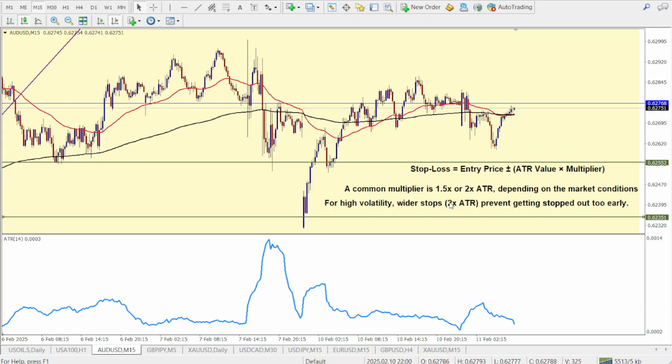Then if ATR was 5 pips, your stop loss would be 10 pips below. Remember, because you're using 2x. So if ATR is 10 pips, you multiply 10 by 2, your stop loss will be 20 pips below. If ATR is 5 pips, you multiply 5 by 2, it's going to be 10 pips below for your stop loss. This method ensures that your stop loss adapts to the market's volatility rather than using a random number of pips.